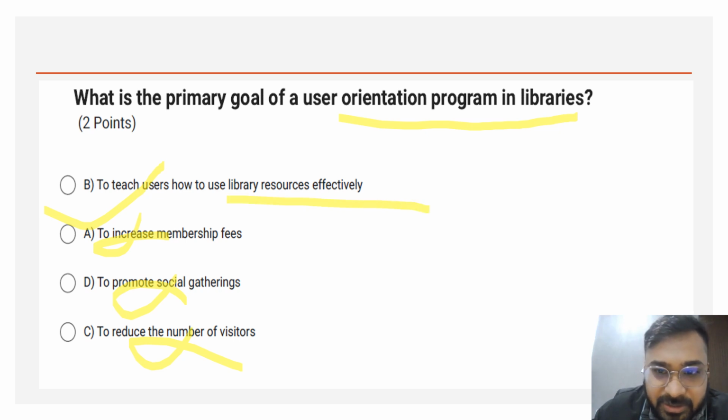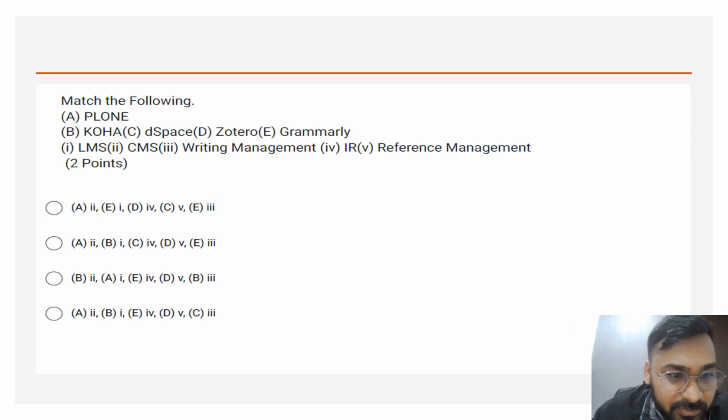We give user orientation. This kind of question is asked in competitive exams, and it is very time consuming, but you have to be very cautious and give the answer.